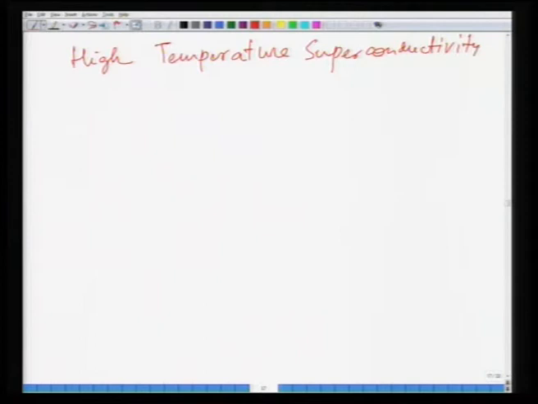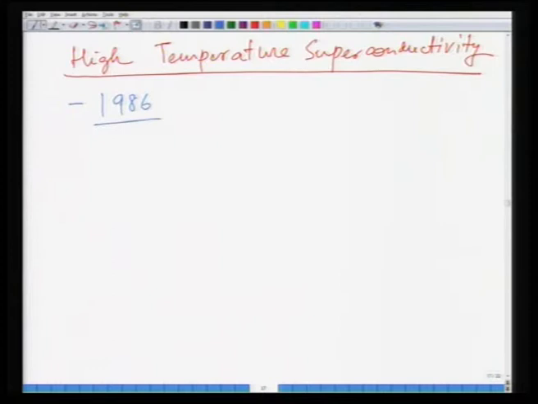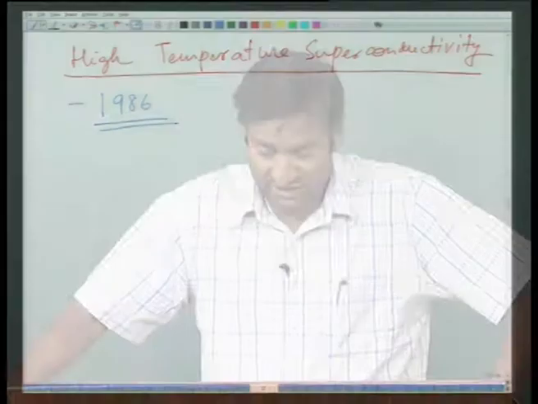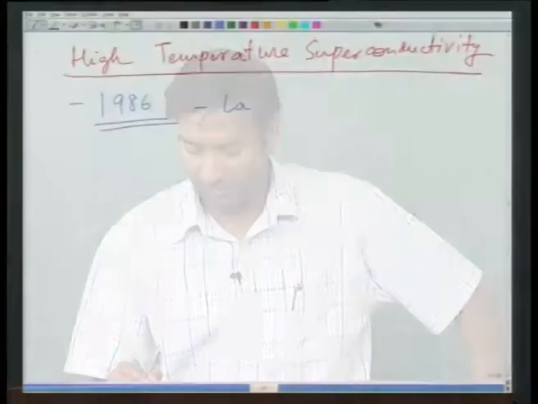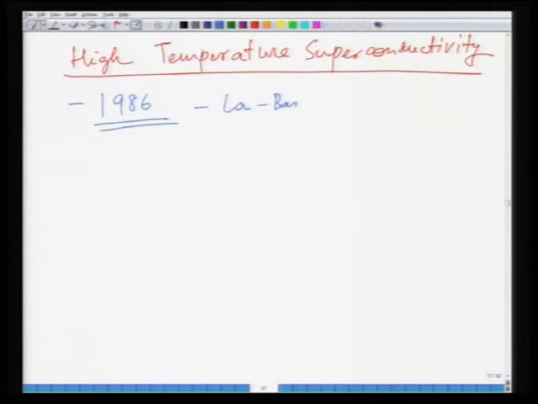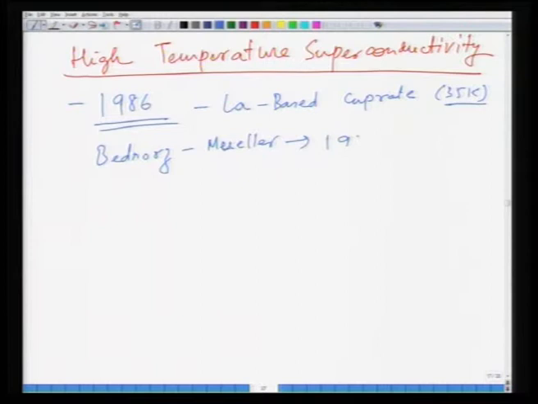And high temperature superconductivity, as I said in the beginning of the lecture, was discovered in 1986 by Georg Bednorz and Karl Müller at IBM Zurich, when they discovered superconductivity in this perovskite oxide, which was essentially a lanthanum based cuprate layered oxide. They discovered this at around 35 to 40 Kelvin, for which Bednorz and Müller won the Nobel Prize for Physics in 1987.